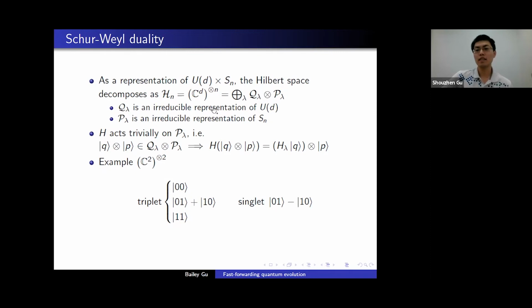The fact that H is permutation invariant means that when we decompose it in this way, H does not act on the P lambda part, does not act on the symmetric group representation. So it's only affecting the unitary part. One simple example of Schur-Weil duality is the tensor product of two spin 1/2s. It decomposes into the triplet and the singlet, where the triplet is the spin 1 representation, and the singlet is the spin 0 representation for the unitary group. And for the symmetric group, this is the trivial representation, and this one is the sign representation.